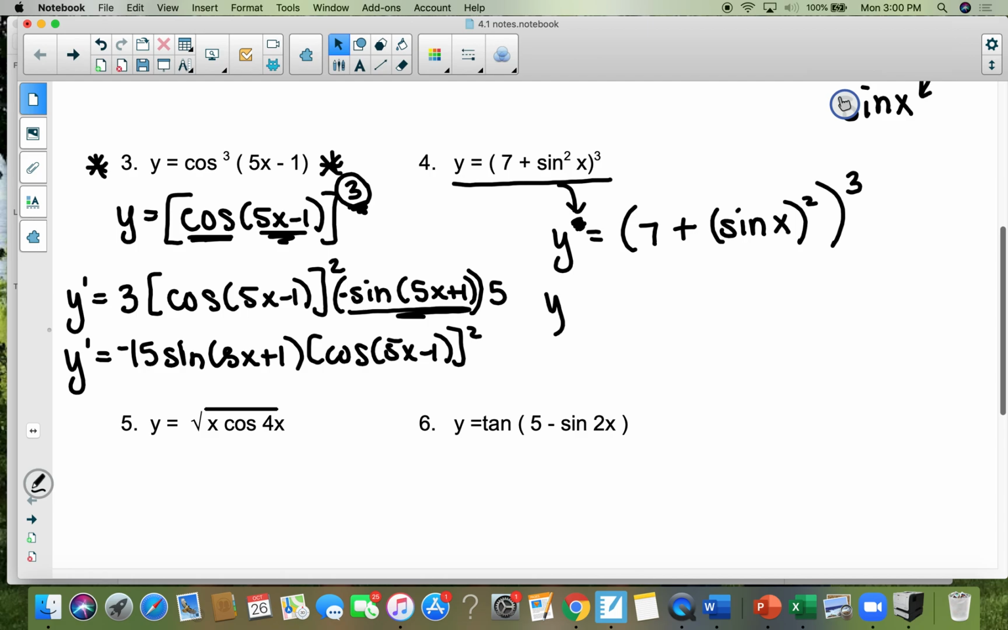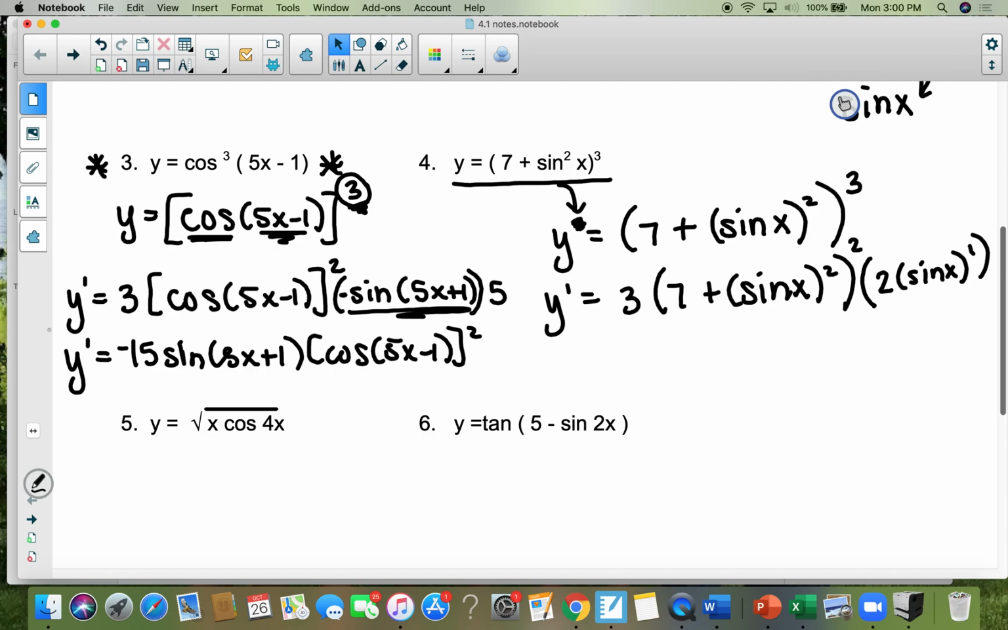So to find the derivative, you take the 3, leave the inside alone, and change the power to a 2. Now take the derivative of the inside, and the derivative of 7 is 0. The derivative of the square, leave the sine of x, make this a 1, and then take the derivative of the sine, which ends up being a cosine out here. So this is a 3-linker also. So y prime is equal to 3 times 2, which is 6, sine of x, cosine of x, times 7 plus the sine of x, all squared.